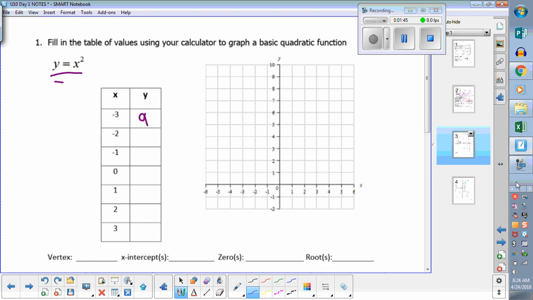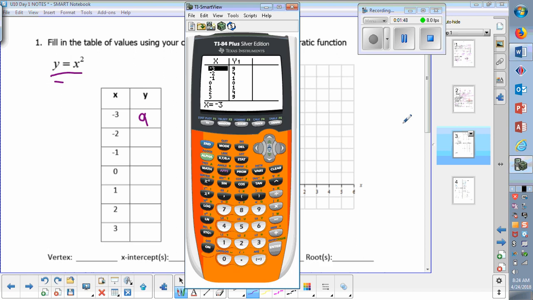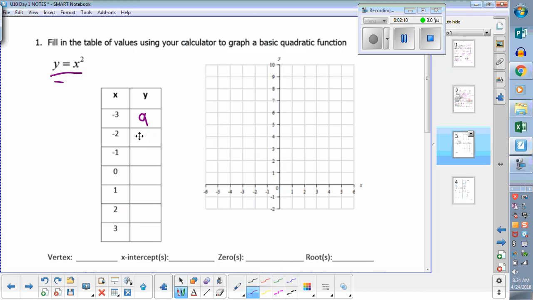I won't be able to write and have the calculator up at the same time. But if you keep looking right here at your table, your -2 is going to be a 4. Your -1 is going to be a 1. Your 0 is going to be a 0. Your 1 is going to be a 1. Your 2 is going to be a 4. And your 3 is going to be a 9. So I'm going to go ahead and write those in: 4, 1, 0, 1, 4, 9.